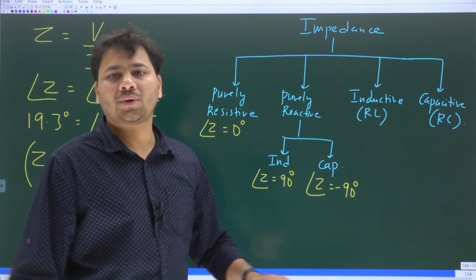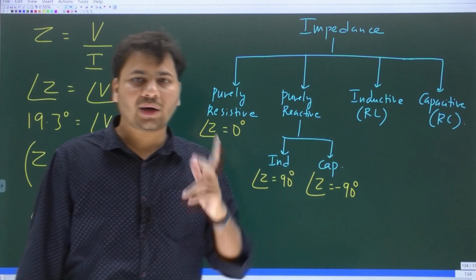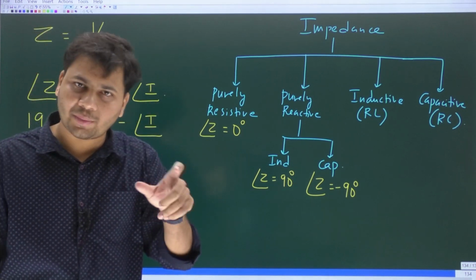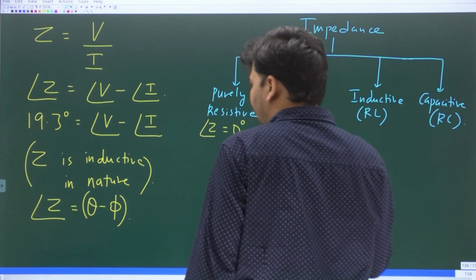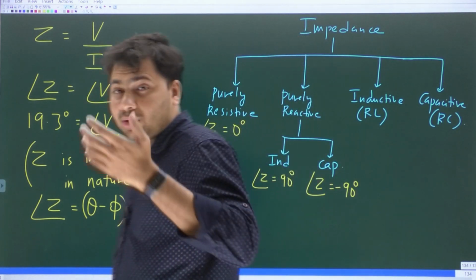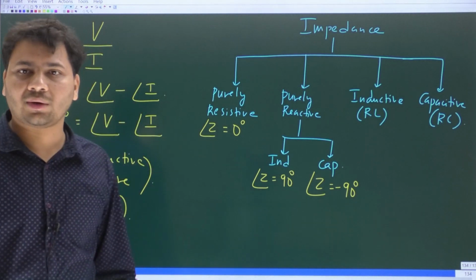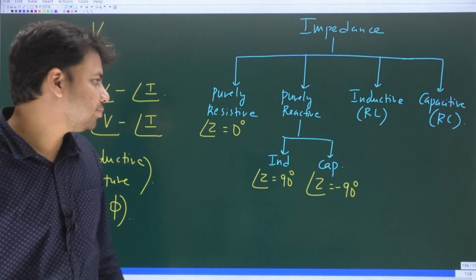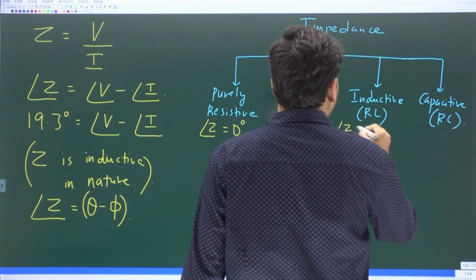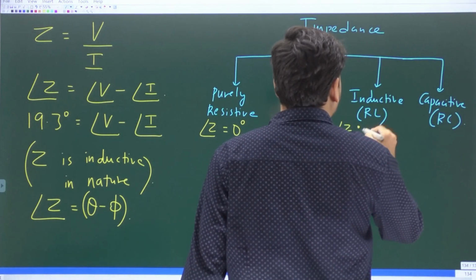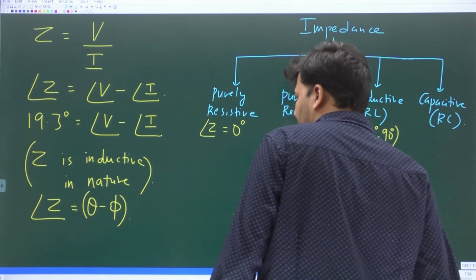Now when it comes to an overall inductive nature for the impedance, what does it mean? There will be some resistive part, and there will also be some inductive part. Because it is inductive, always when the impedance has an inductive nature, voltage will lead current. In fact, the impedance angle will lie in the range 0 degrees to plus 90 degrees.